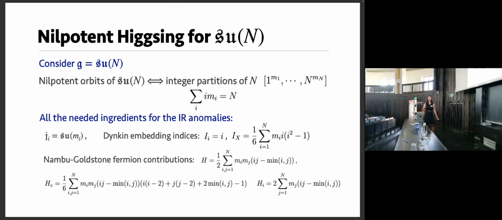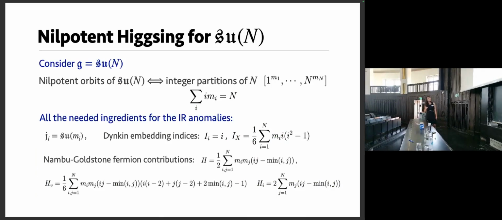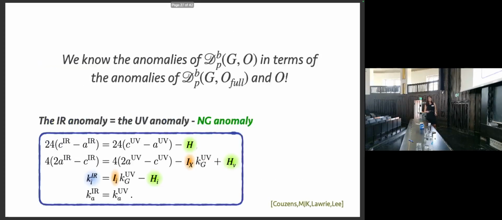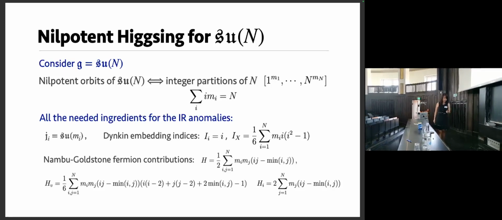It's better to actually see how it works. So for easiness, I'm just going to take G to be SU(N). Then the nilpotent orbits of this can be given as integer partitions. From here, all we need to determine the IR anomaly are these individual elements, other than the UV part. We have the embedding index, which is a group theoretic property, and we can compute the number of Goldstone fermion contributions very explicitly, so that in turn we'll be able to describe the entire IR theory that we are supposed to get.